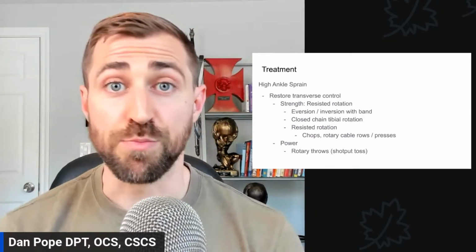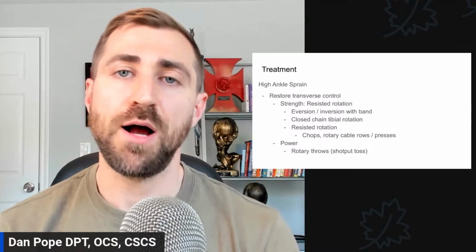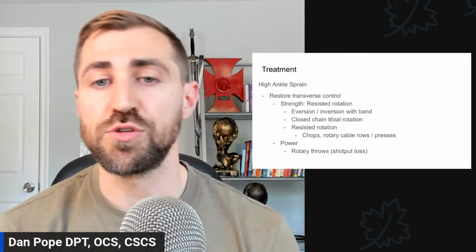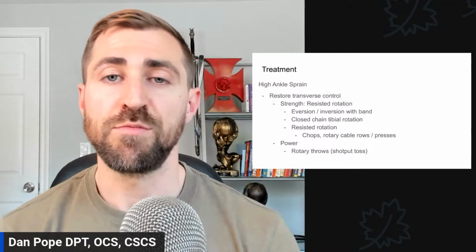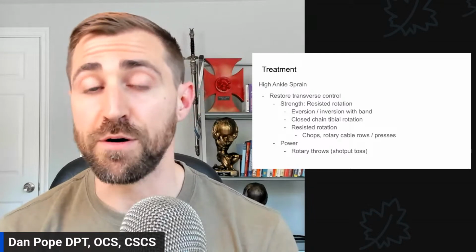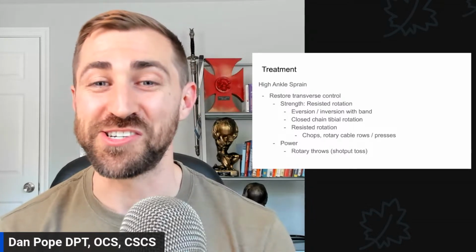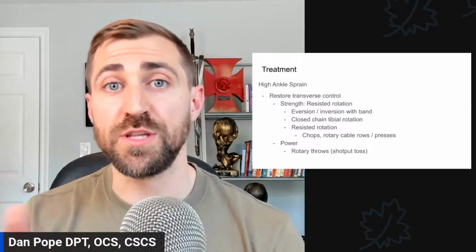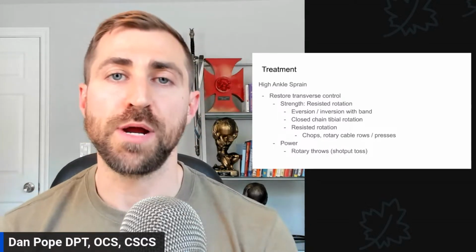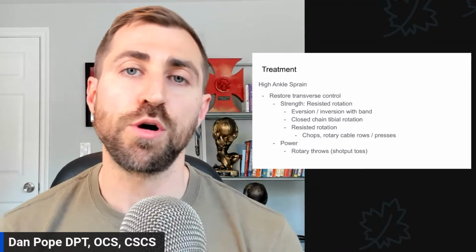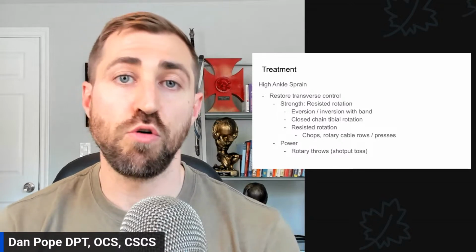So how about a high ankle sprain? We said this already, but after a high ankle sprain, we lack the ability to control rotation, and now we have to restore that control, okay? From a strength perspective, all the same stuff is going to be important. However, we have to get really good at controlling rotation, okay? So what that means is that the resisted eversion and inversion that you typically do with an ankle sprain injury is still important. However, you can get a little bit more creative by trying to control rotation.